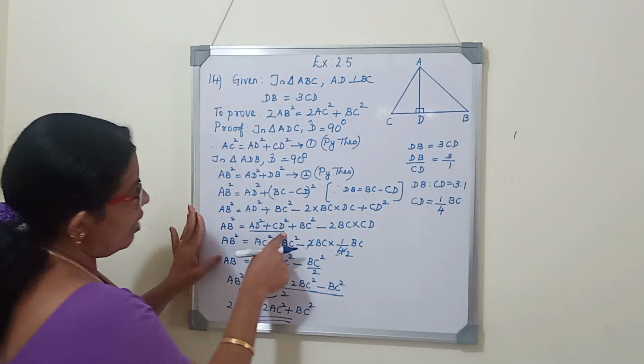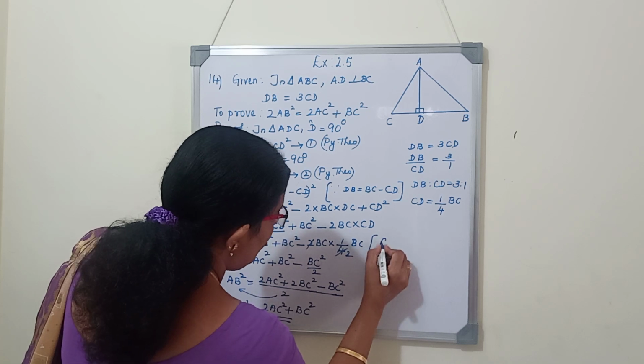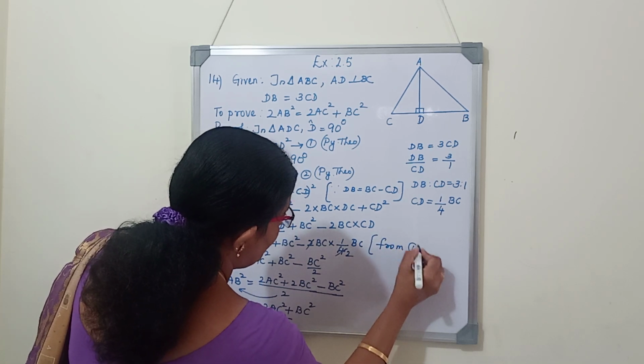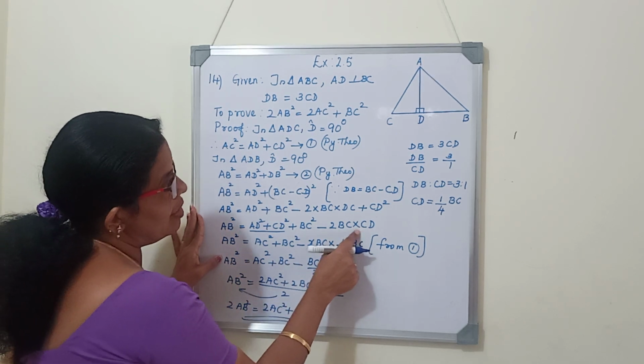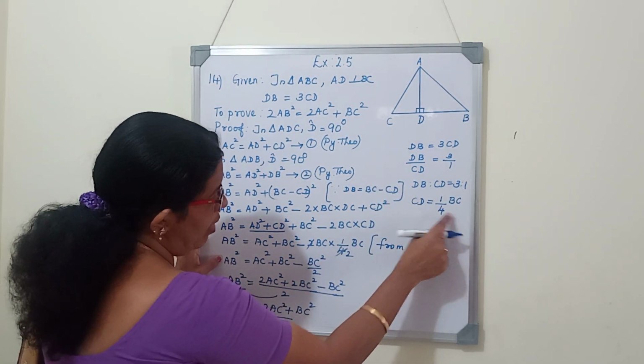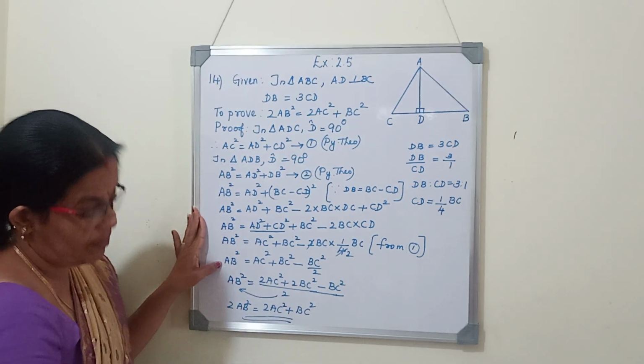And from equation 1, we can change this. Here we will write from equation 1. After that, minus 2BC into the CD, we will change as 1 by 4 BC. Then we will simplify and get the answer.